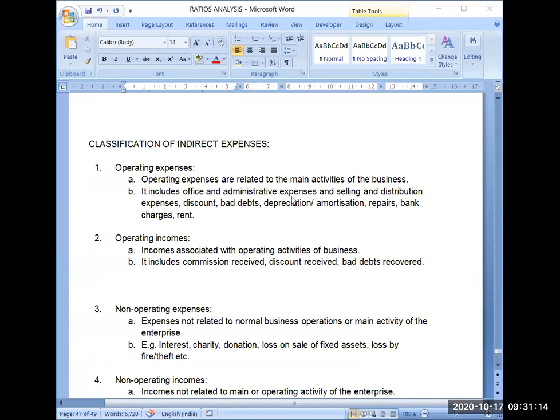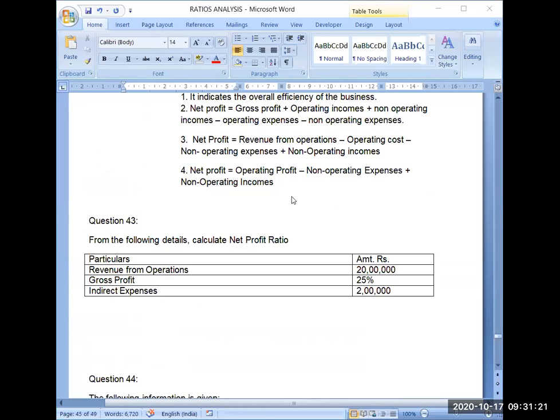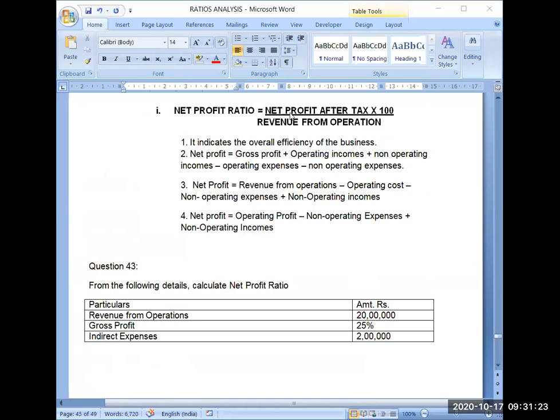Okay. So these all formulas will be clear to you with the help of that statement. Even if you feel some difficulty, you can ask. Okay, now coming to the next question. It says, from the following details, calculate net profit ratio.